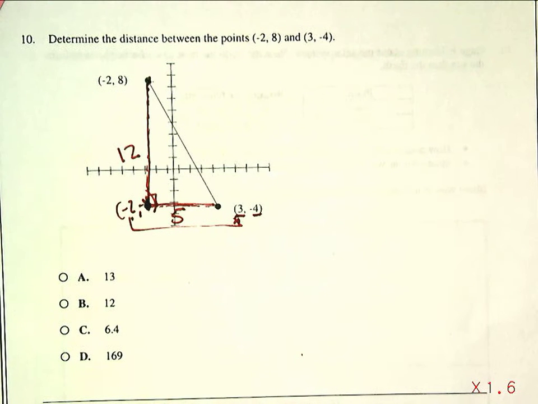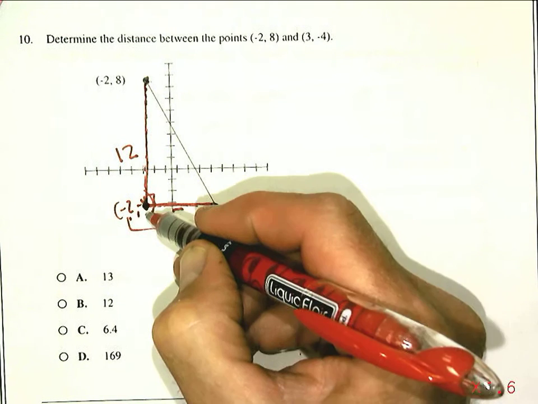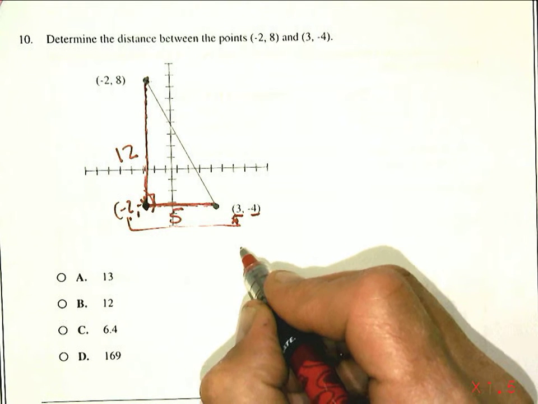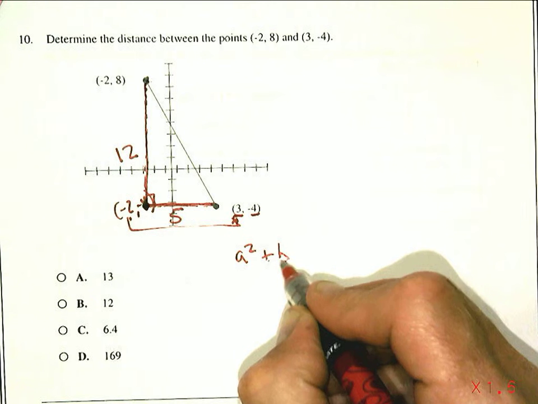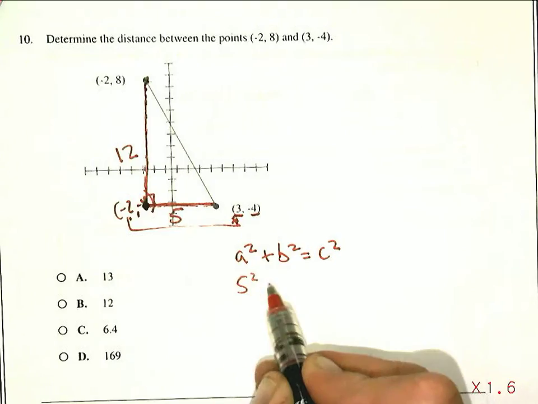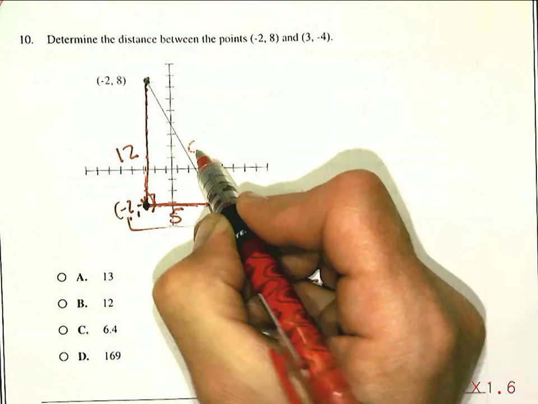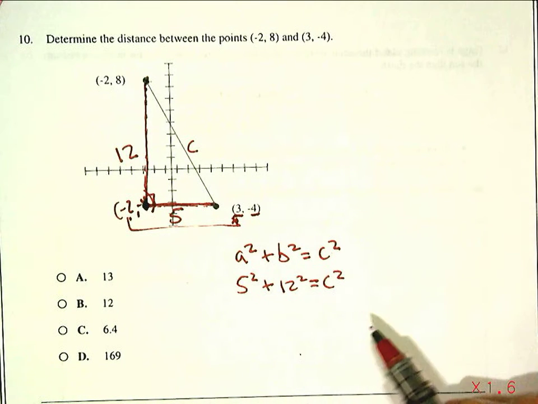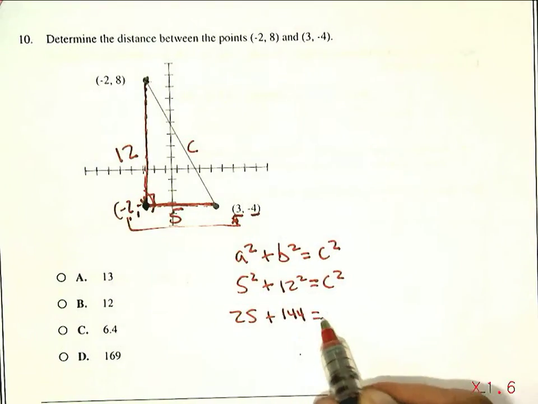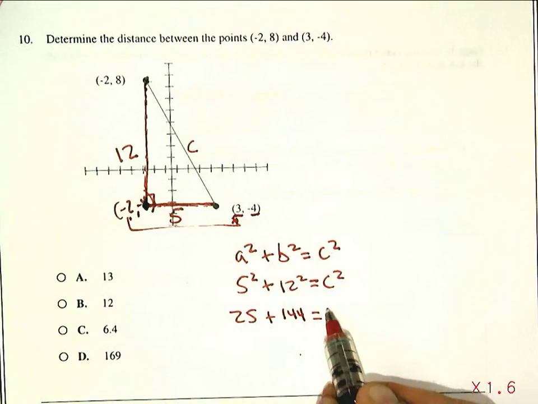And so now what I have is a right triangle, and I know the length of each leg. And remember, if you know the length of the legs of a right triangle, Pythagorean theorem says that the length of each leg squared, added together, is equal to the hypotenuse squared. So if I have the legs, 5 squared plus 12 squared, then I should be able to find what we're going to call C, the hypotenuse squared. So that means 25, 5 squared, plus 144, and 144 plus 25 is 169.